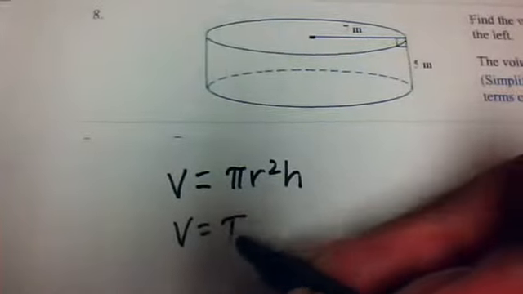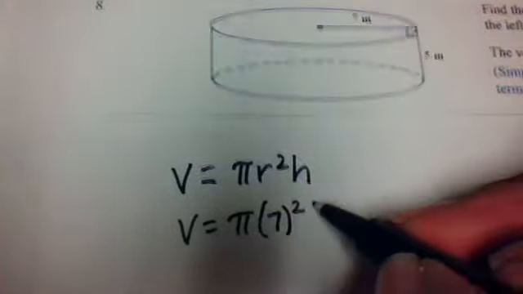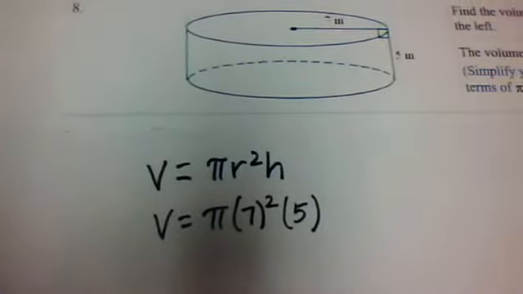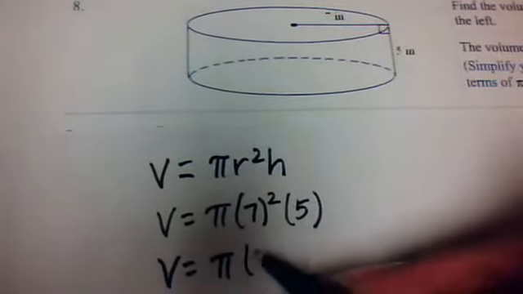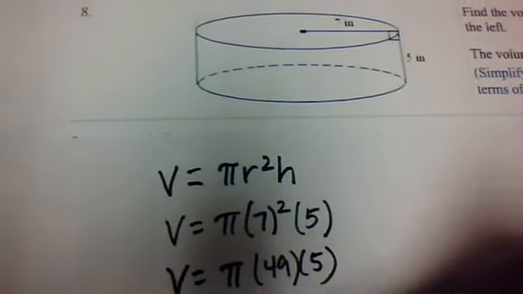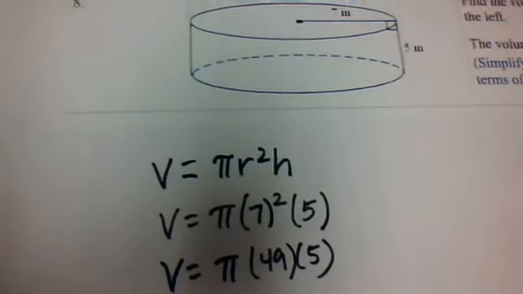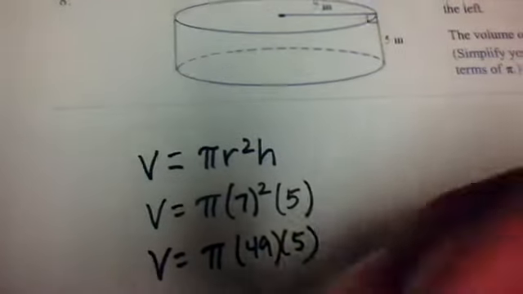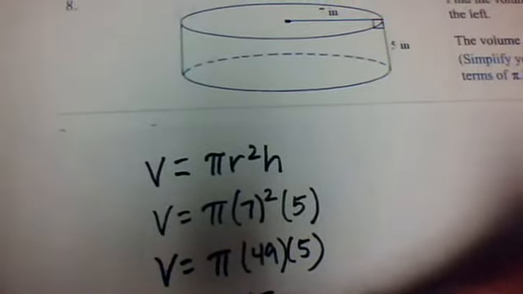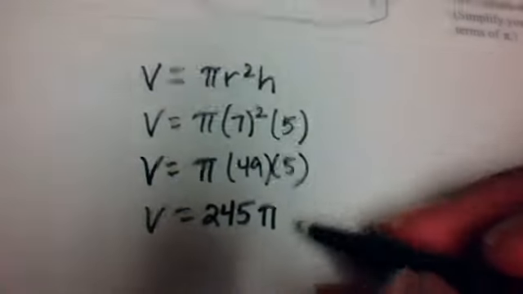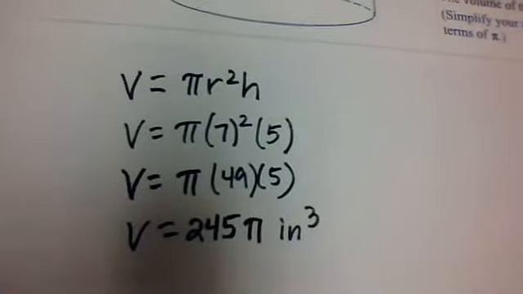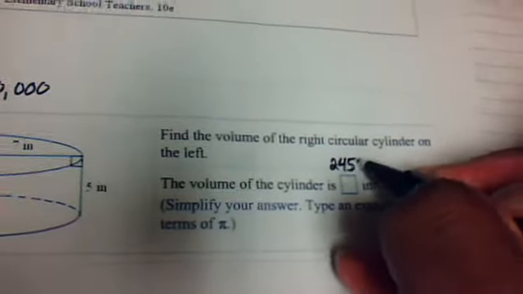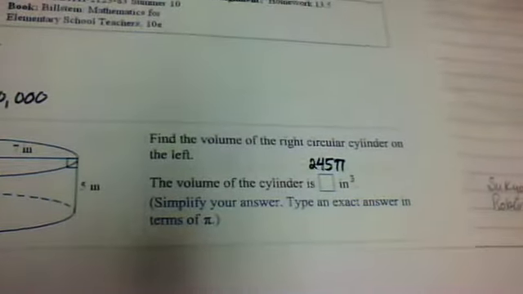So it'll be pi times 7 squared times the height, which is 5. And then 7 squared would be 49. And then 49 times 5 would be 245. And it'll be 245 pi. We're leaving the answer in terms of pi, so the volume of the cylinder will be 245 pi cubic inches.